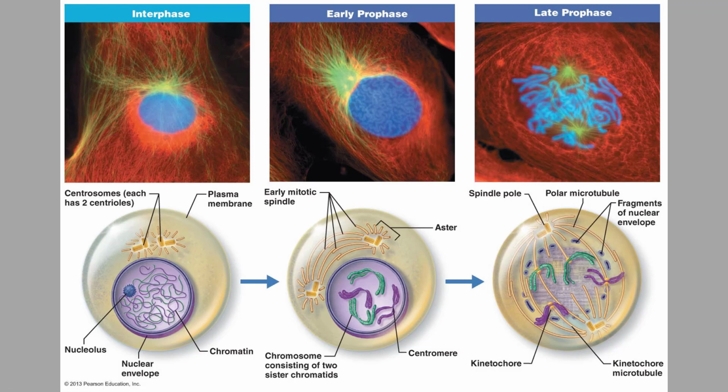Later in prophase, the wall of the nucleus, that nuclear envelope, has completely vanished. It's dissolved. The centrosomes have reached opposite poles. They've reached the opposite ends of the cell. And the mitotic spindle is grabbing each chromosome and will be moving it towards the middle of the cell.